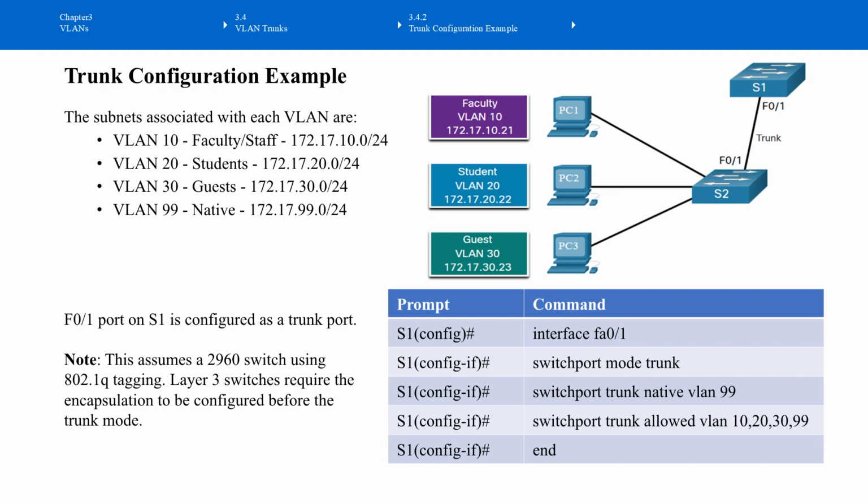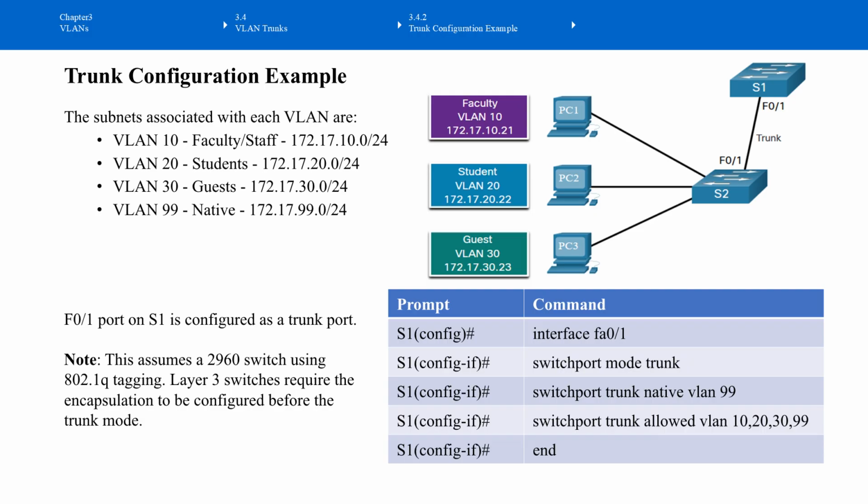So here is one example. First, we select interface FastEthernet 0/1. This is a port on switch 1, connected to FastEthernet 0/1 on switch 2. And then we use the command switchport mode trunk. Since switch 1 and switch 2 are connected together, it's a switch-to-switch connection. Therefore, it's trunk mode. We use switchport trunk native VLAN 99, switchport trunk allowed VLAN 10, 20, 30, and 99, and then we end the configuration.